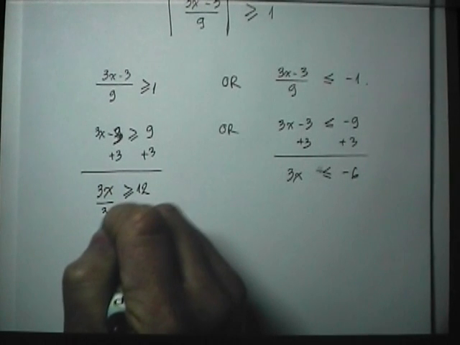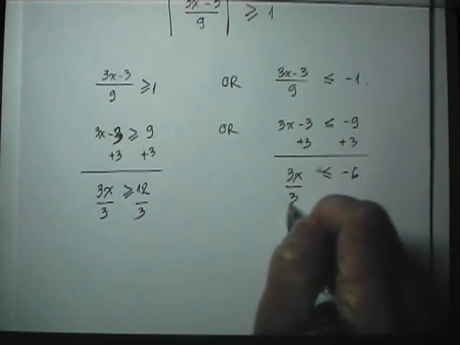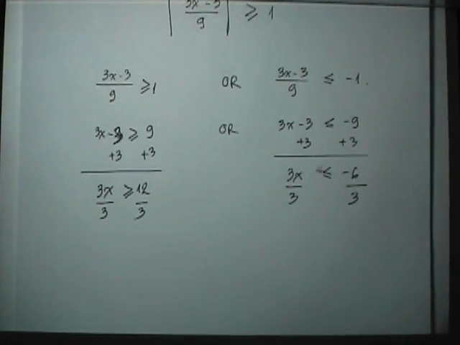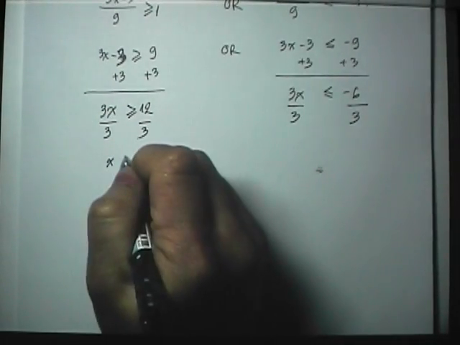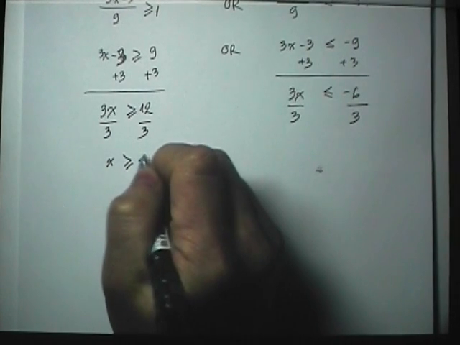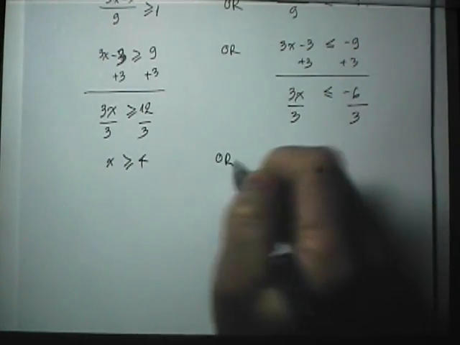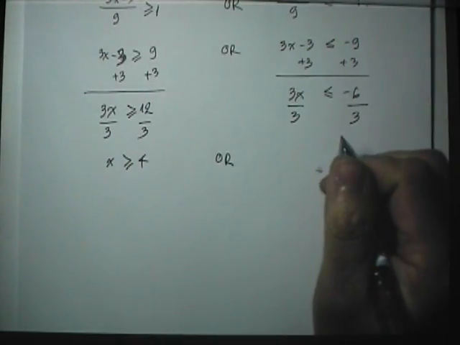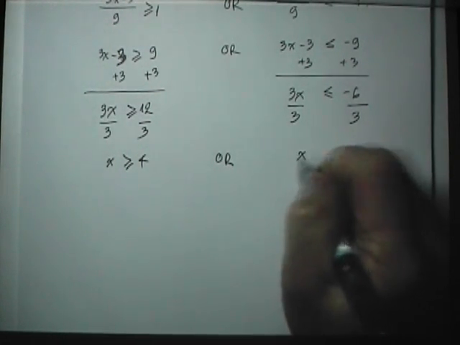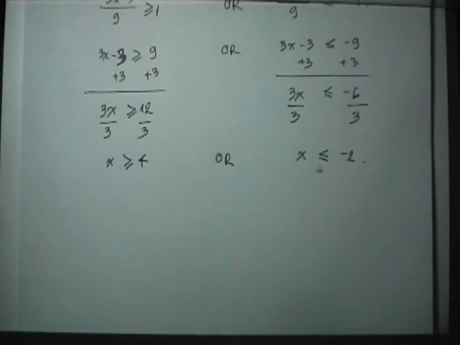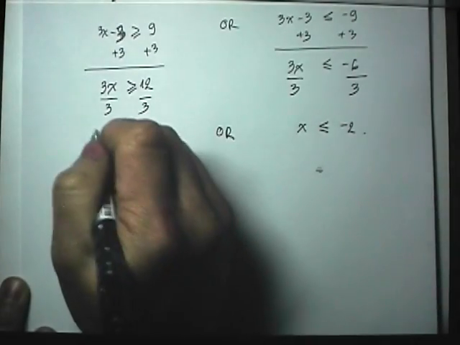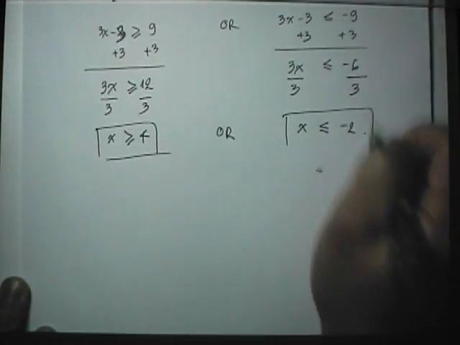And dividing both sides by 3, I can just divide without worrying about a sign change in the inequality. So that gives me one x value greater than or equal to 4, and the other value here is x less than or equal to negative 2. Right? So here's my logical solution to the inequality.